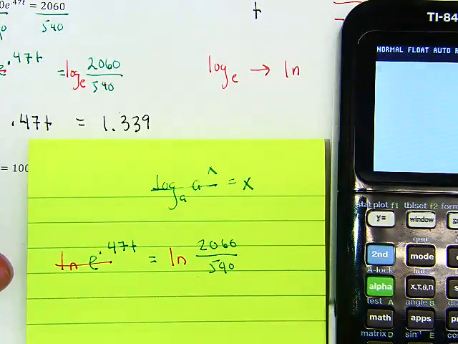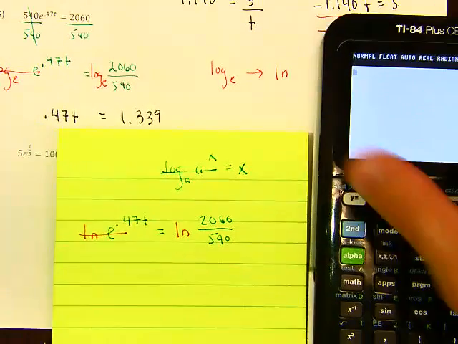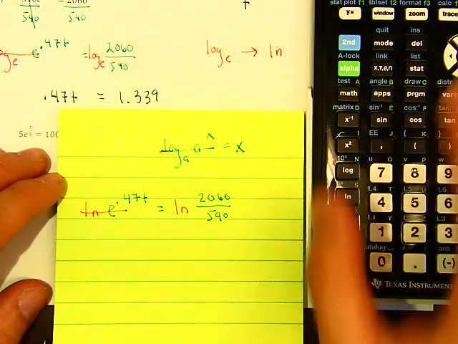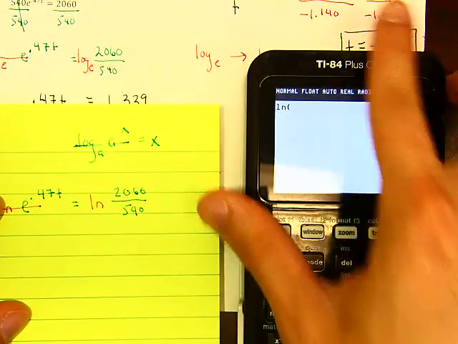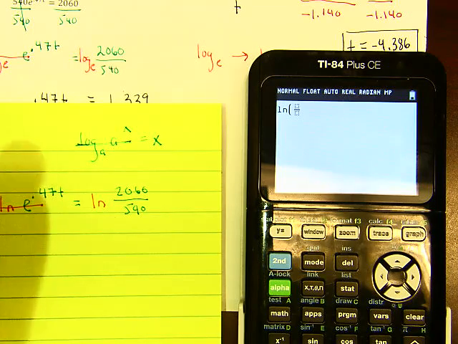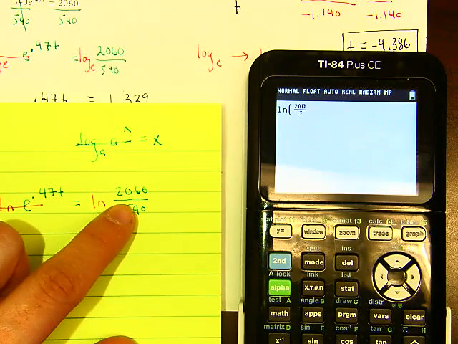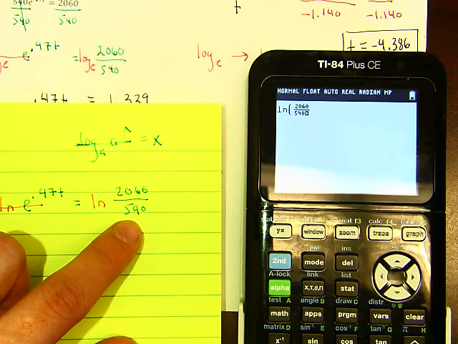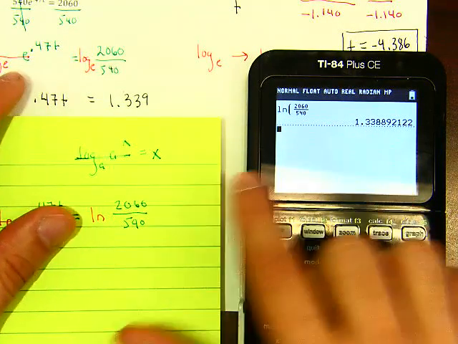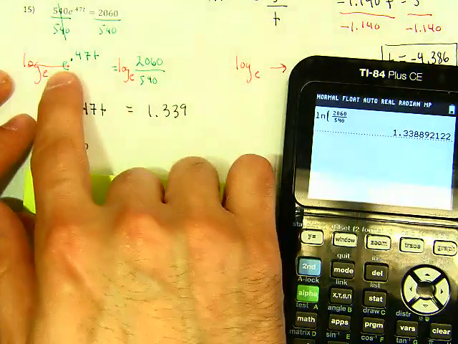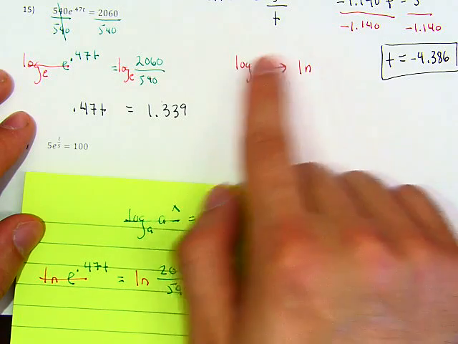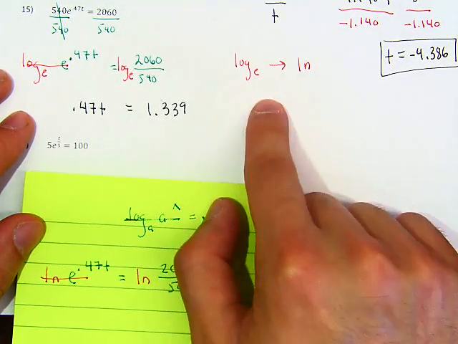And here, where is ln on your calculator? It is over here, next to the 4. So you just hit ln, right? Now we're going to put in the fraction. This is alpha y equals n over d, and then 2060 over 540. And notice that you get the same answer over here, right? That 1.339. So from now on, anytime we see e, we're going to use ln. And anytime you see ln, you have to think that ln is equal to log base e.